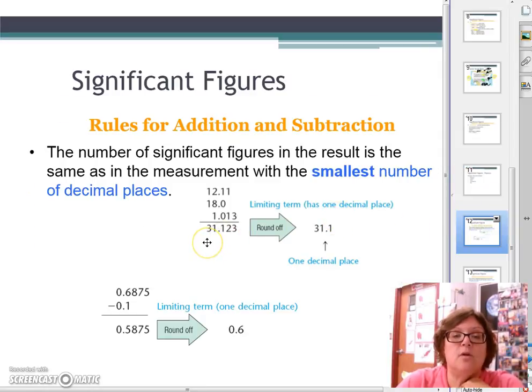When you add and subtract, the smallest number of decimals is the one that determines the number of significant figures you have. In this problem here, the smallest number of decimal places is 18.0. That's our limiting term. So our answer can only have a 1/10 place answer. And we would round to 1. If we're subtracting, again, this is very precise. This is not precise. We have to go with the less precise number. So we subtract that, and that would round off to 0.06.